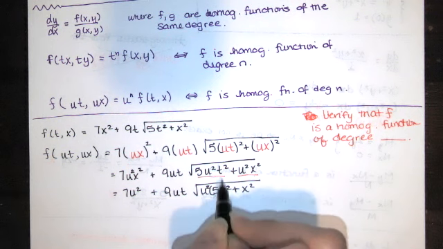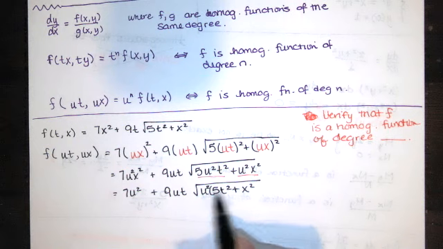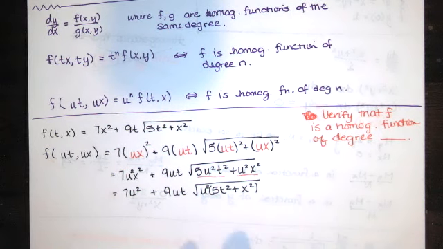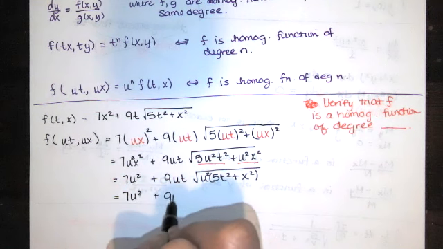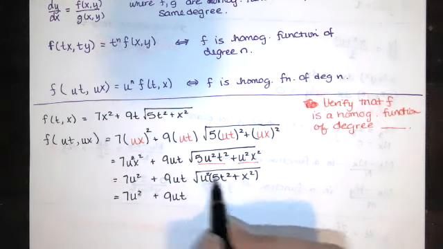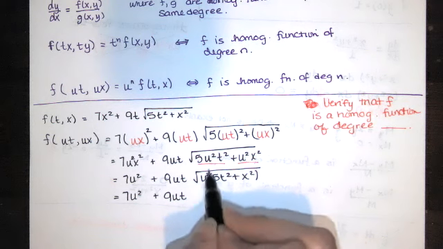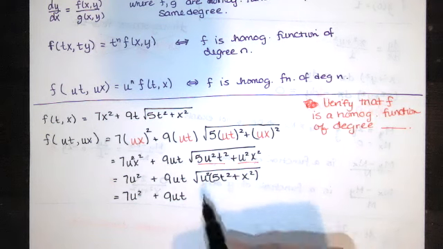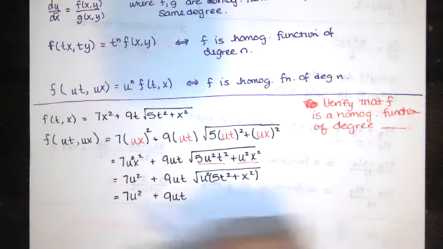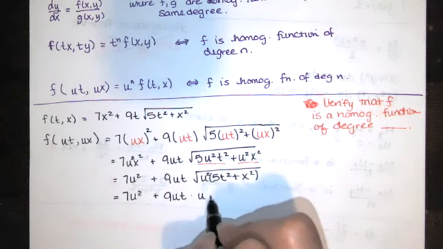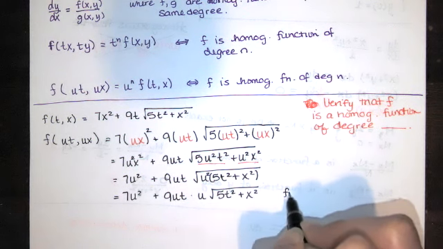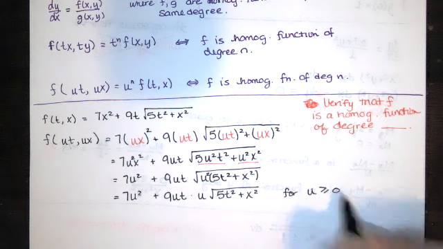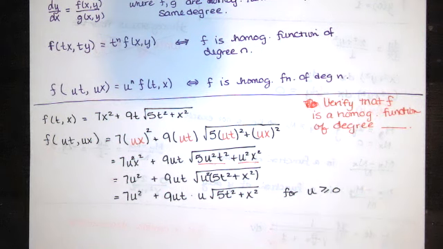u squared times 5t squared gives me the first term, and u squared times x squared gives me the second term. The square root of a product is the square root of the first factor times the square root of the second factor. The square root of u squared is actually the absolute value of u, but if u is positive, we just get u. And this factor can't be simplified. That's for u being non-negative.